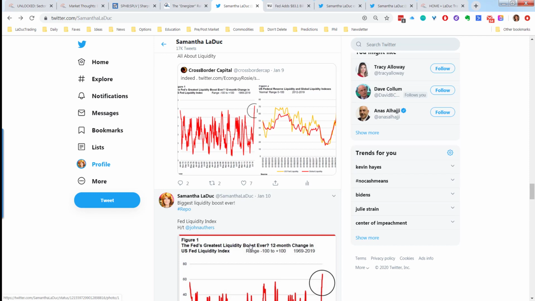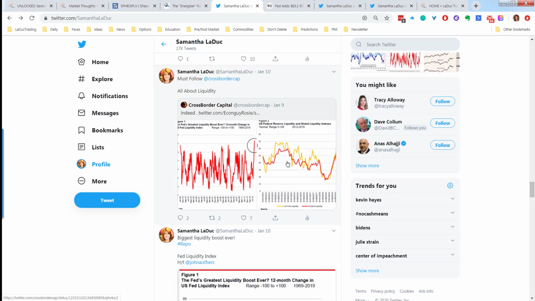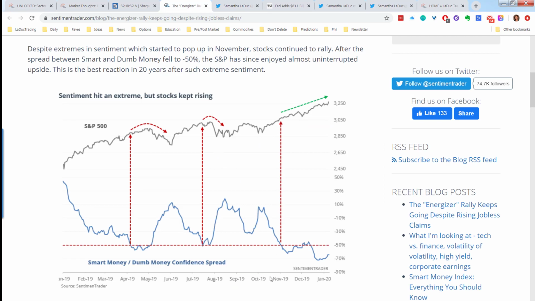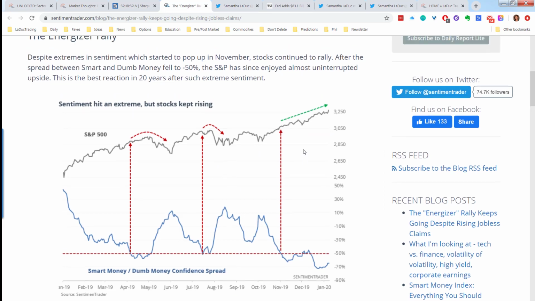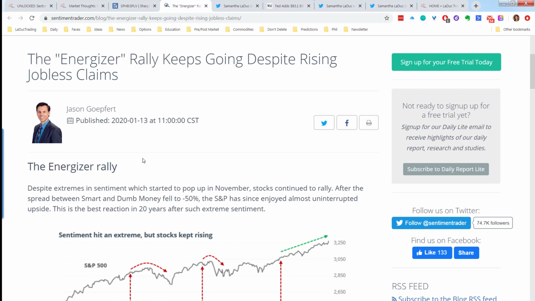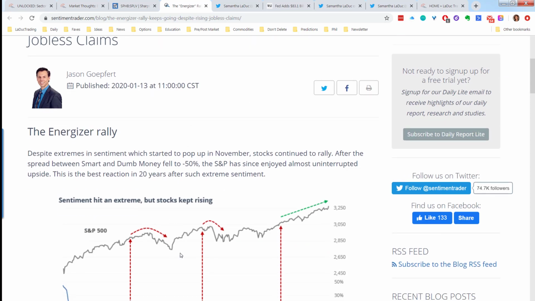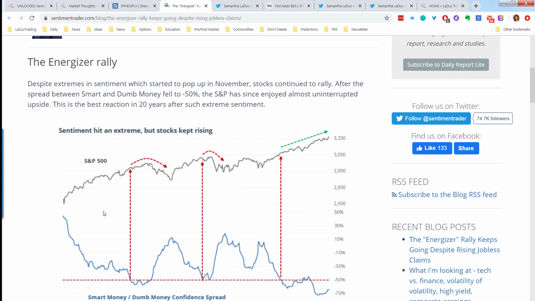I just found this fascinating, of course, because we're talking not just incredible backdrop of momentum due to liquidity, but we also have sentiment, extreme sentiment. You might know Jason Goepfert, who is Sentiment Trader. He does a great blog, and this was very much tracking smart money, dumb money, confidence spread, and it just continues to rise. You've seen the CNN greed, fear polls and all kinds of other sentiment gauges.